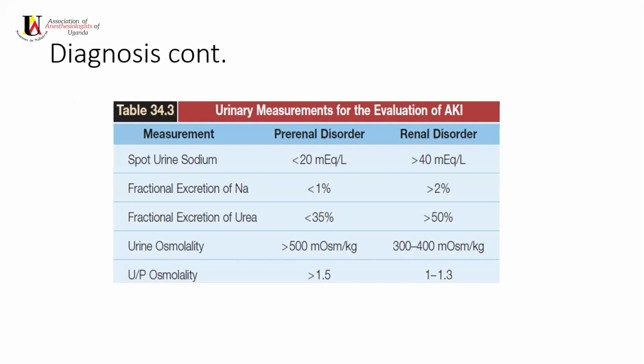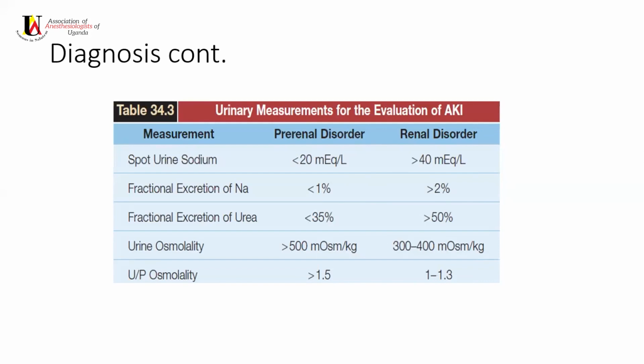So in the urinary measurements for evaluation of an AKI, you can do a spot urine sodium. For pre-renal disorder, you tend to find a reduced urine sodium of less than 20, and in renal disorder, it will be elevated, greater than 40. However, this is not so conclusive, because some pre-renal causes may have an increased spot urine sodium, especially if the patient has been on a diuretic or was having some earlier kidney disease or renal insufficiency.